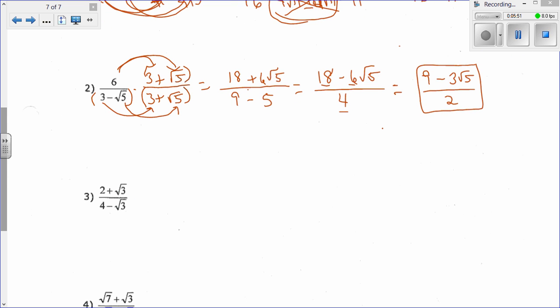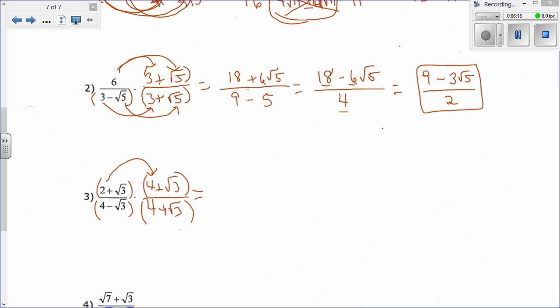Number 3 is a little bit different in that my numerator is a binomial instead of a monomial, but I still find the conjugate, which becomes 4 plus the square root of 3, and 4 plus the square root of 3. So in essence, we are really just multiplying by 1 in disguise. That works for us a lot. So I'm going to have to FOIL the numerator.